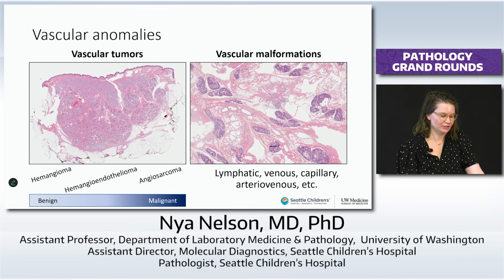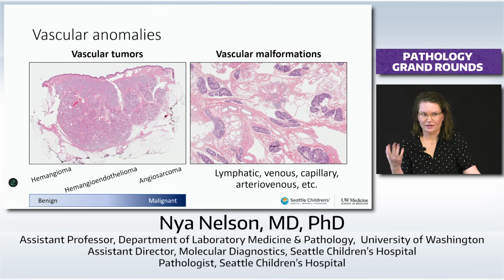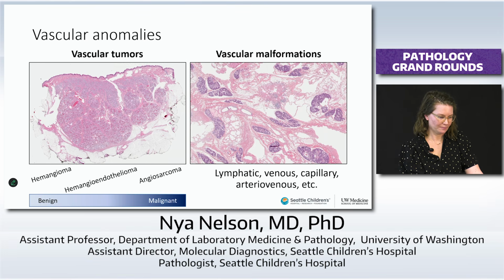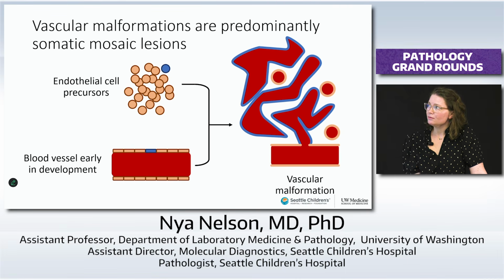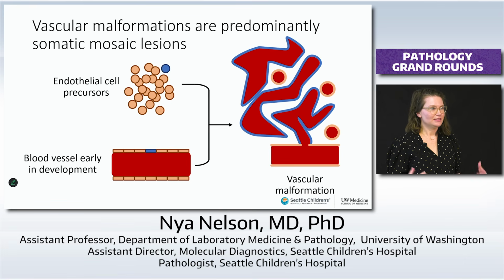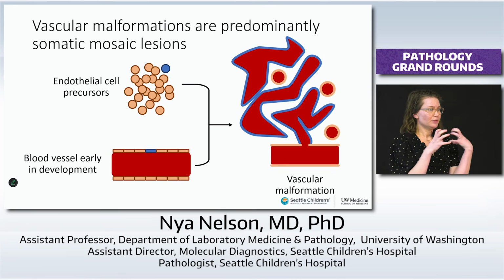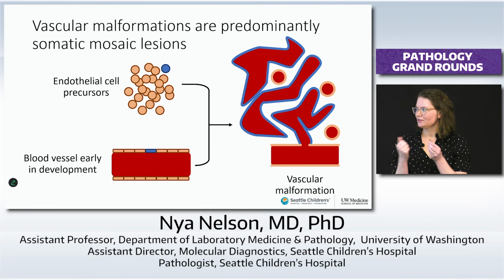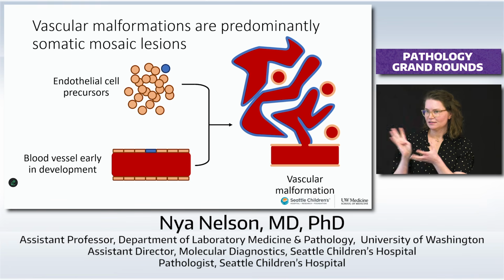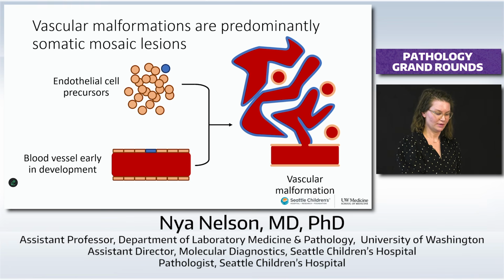And vascular malformations are typically divided up by the type of vessel involved, whether that's lymphatic, venous, capillary, arteriovenous, or any combination thereof. And the majority of these vascular malformations are somatic mosaic lesions. And so the idea is that at some point, very, very early in development of that vessel, whether it's within some sort of endothelial cell precursor, within a stem cell niche, or an early blood vessel in development, you have a mutation that occurs. And it's from that mutational event that the vascular malformation then arises.